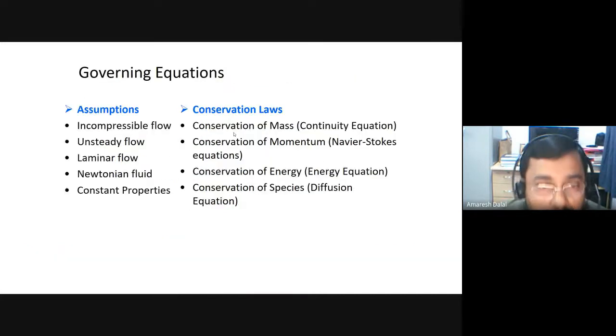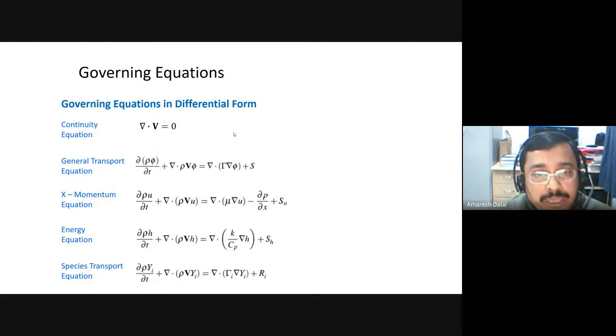So as Dr. Runchal told, based on the conservation laws and with certain assumptions, we can write down the governing equations for fluid flow and heat transfer. Mostly I will discuss incompressible flow, and we'll consider laminar flow. So these are the governing equations in differential form. The first one is the continuity equation, and this is the general transport equation where phi is any general variable. So we can represent any equation in this form.